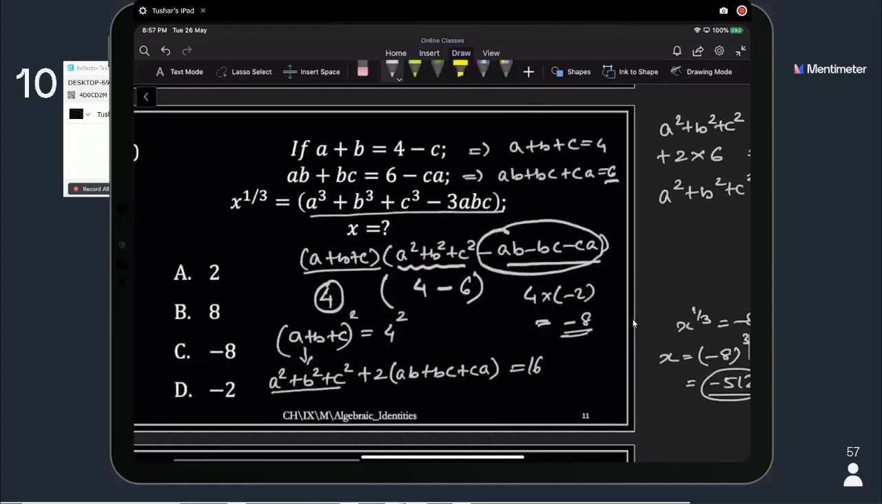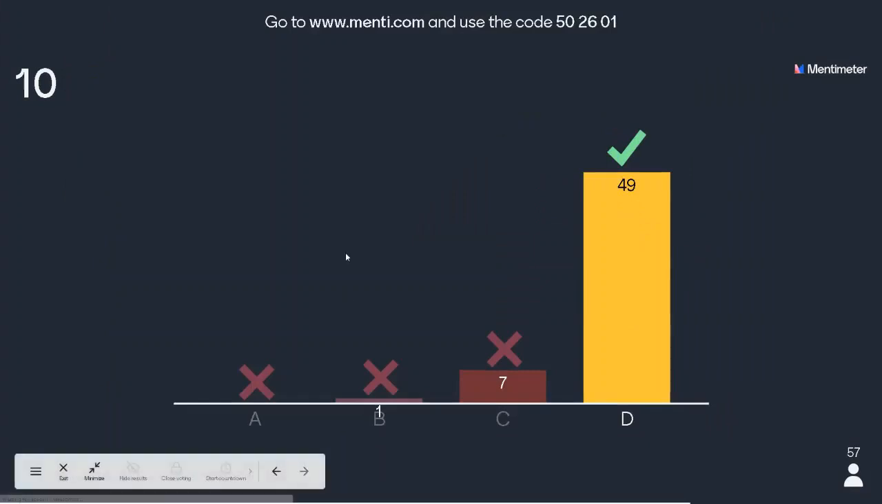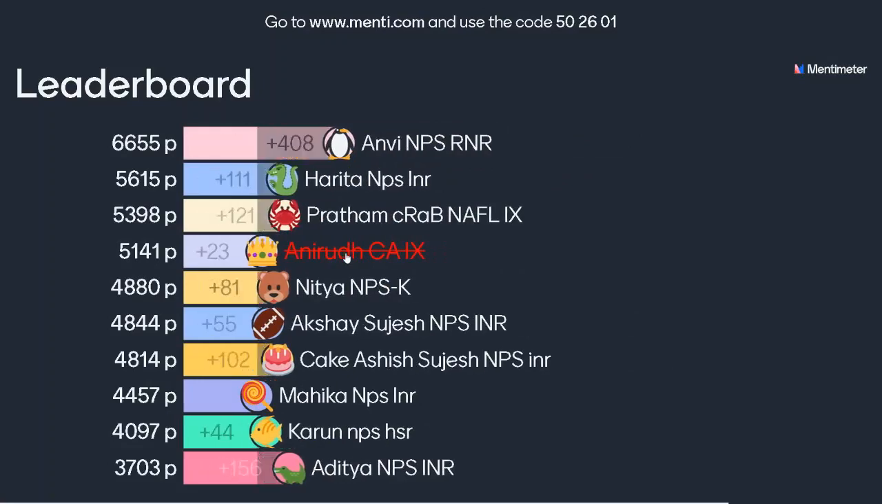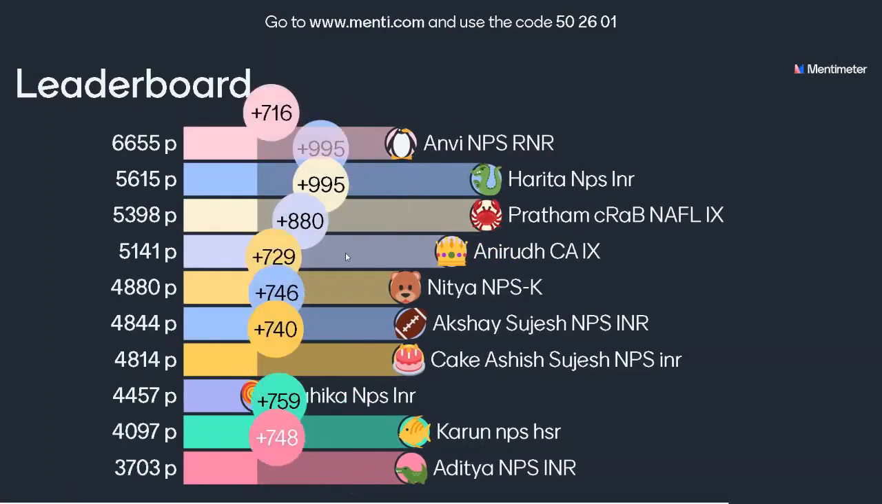Actually, while framing it, I wanted this to be x here and 1 by 3 was supposed to be here, but I by mistake interchanged it. Anyways, never mind. Let's go to the next question. Here is the next question. No, it's minus 512. The option was missing, Bharat.